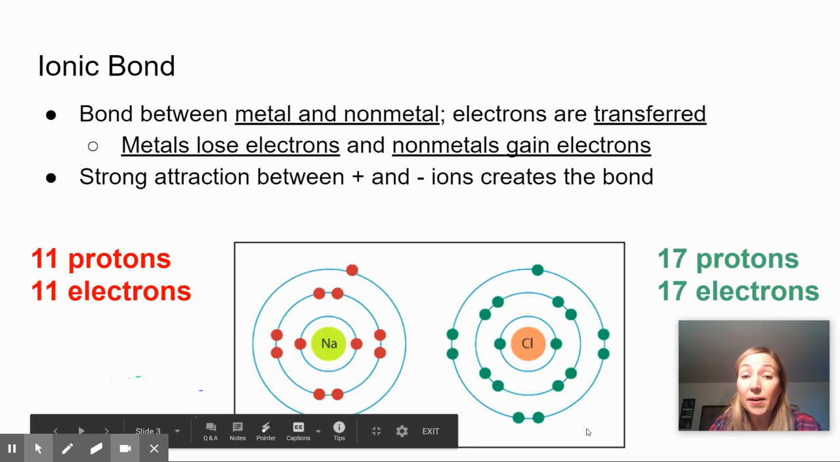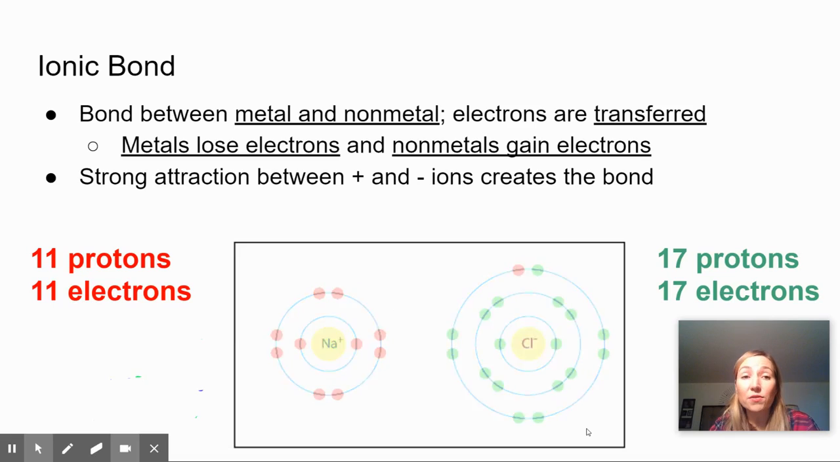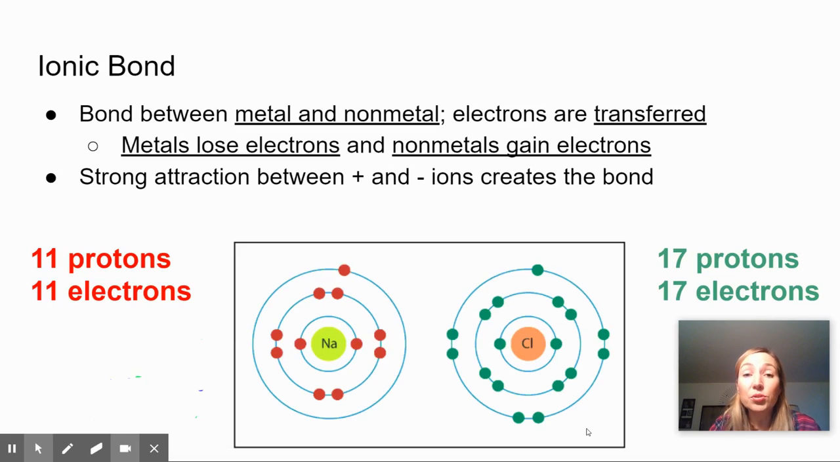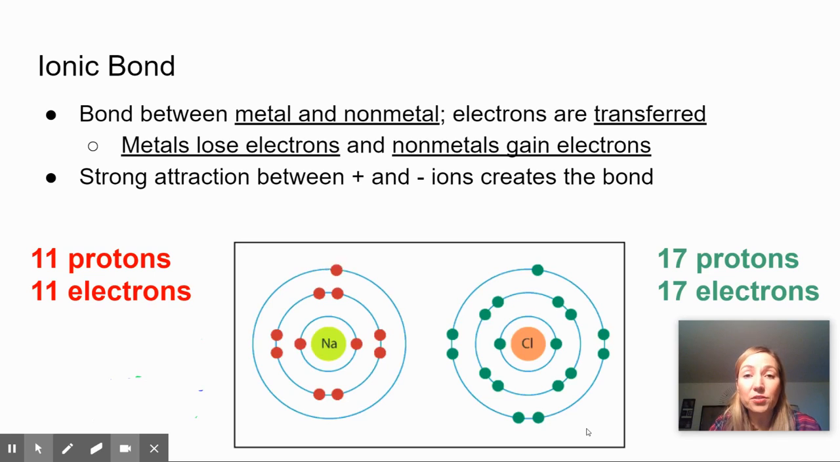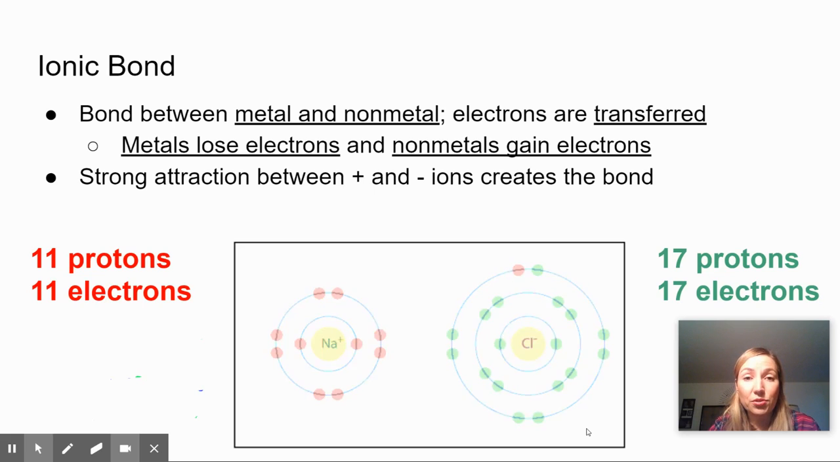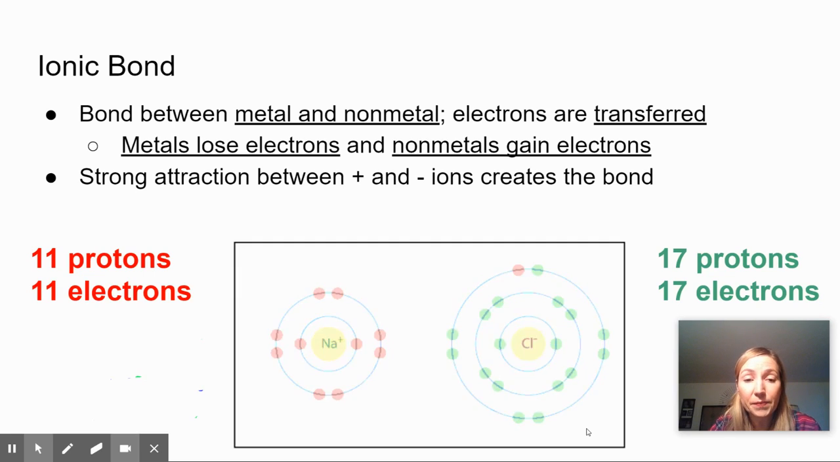Now, in an ionic bond, that's between a metal and a nonmetal, and those electrons are transferred. The metal atoms lose their electrons. So in this case, we're watching the sodium metal atom lose its outer valence shell electron to the nonmetal chlorine, and the nonmetals gain electrons. And there'll be a strong attraction between positive and negative ions to make the ionic bond.